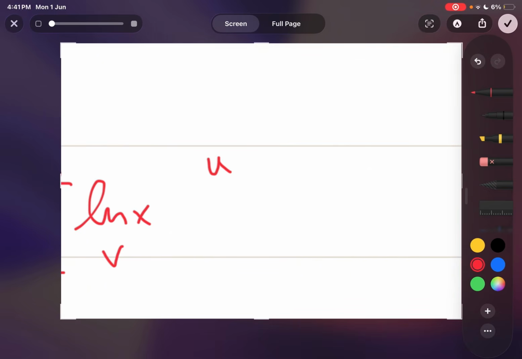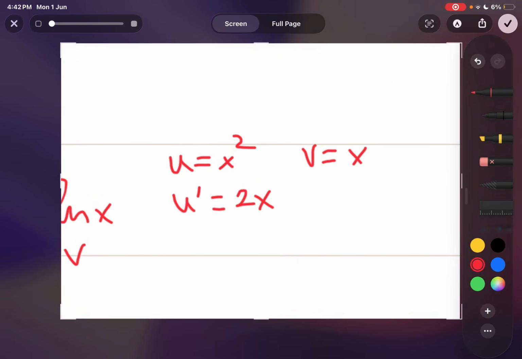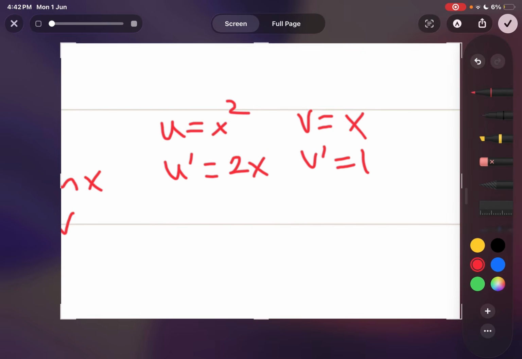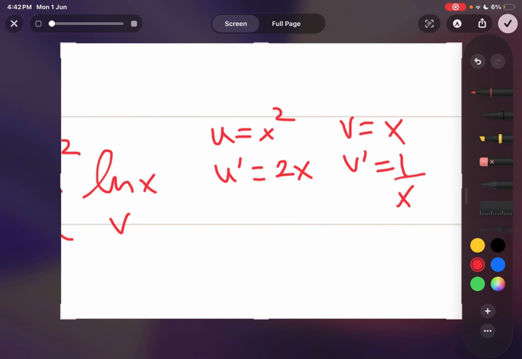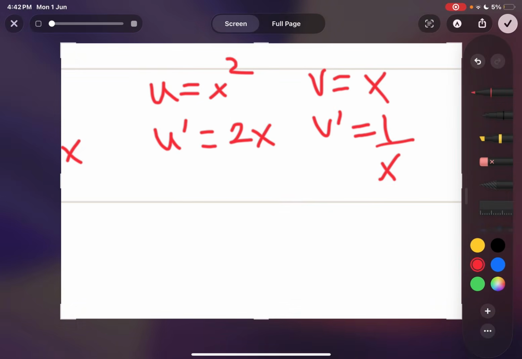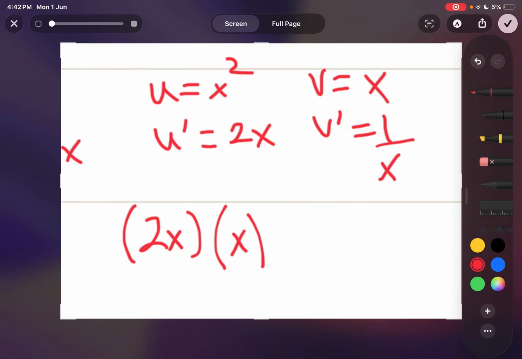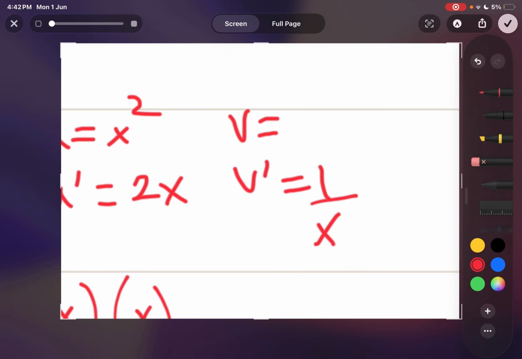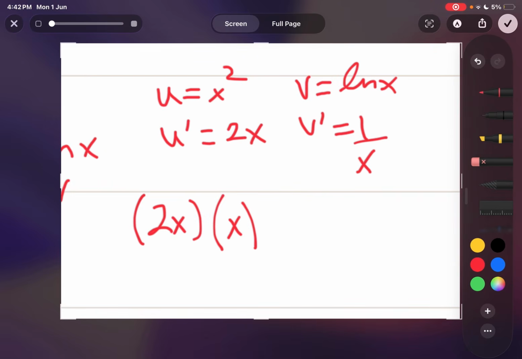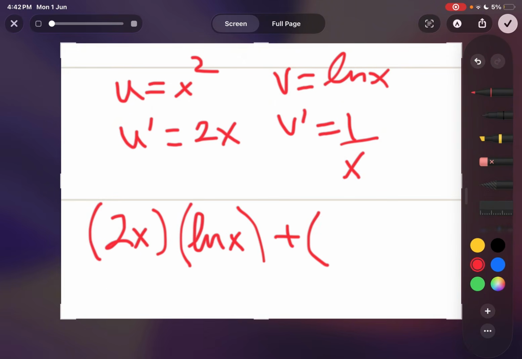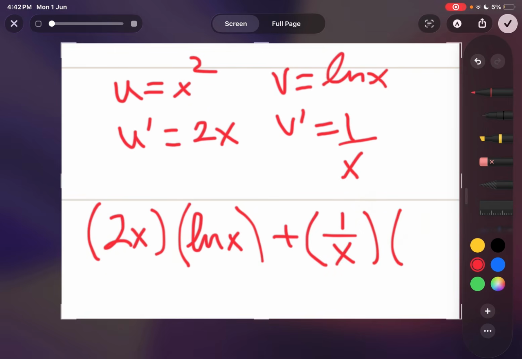So here u is x squared, u prime is 2x. That's obvious. v is ln x, v prime is 1 over x, because that's the derivative of ln x. Now use the formula, which is u prime v plus v prime u. So u prime, which is 2x, times v, which is ln x, plus v prime, which is 1 over x, times u, x squared.